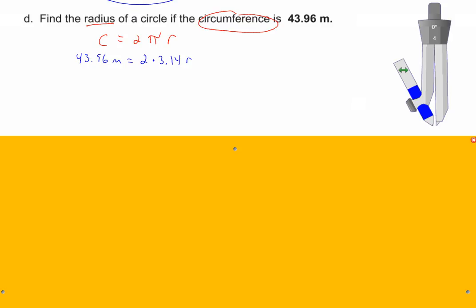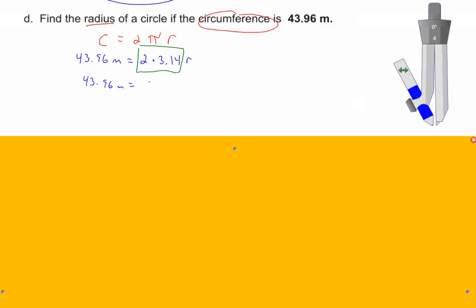And don't we still remember that things added to the variable, you move by adding their opposite to both sides? And things multiplied times the variable, you move by multiplying by the reciprocal? Isn't this multiplied times the variable? Now, if you want, you can simplify it. For you guys, you probably want to multiply that out first.